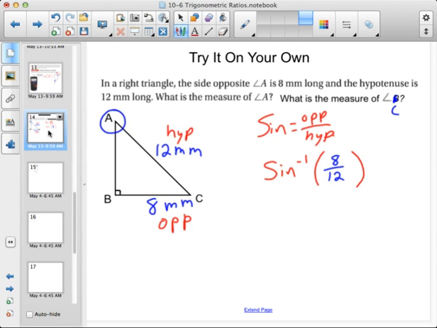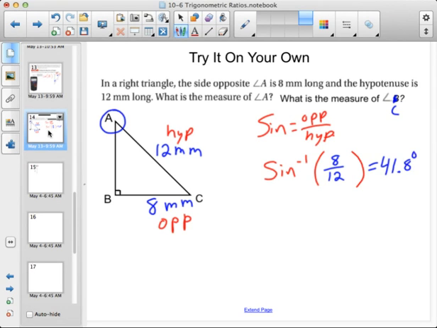Right? And what it's going to tell us is that any triangle that has a ratio of the opposite side being 8 and the hypotenuse being 12, what the angle would actually have to be. So we're going to do our keystrokes. Shift, sine, and then 8 over 24. If you guys can all do that with me if you have a calculator, then hit equals. It's going to tell you that that should be about a 41.8 degree angle.